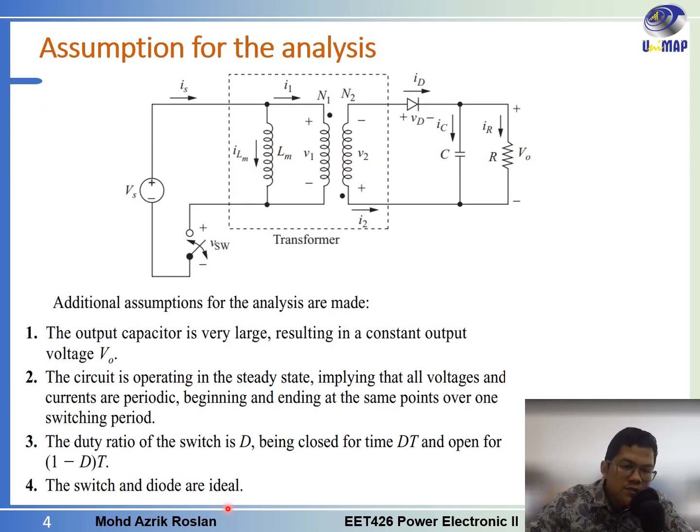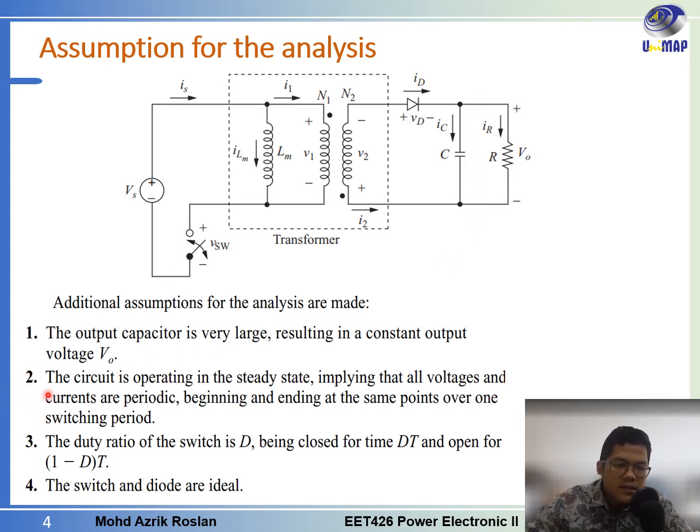Okay, before we proceed with the analysis, these are the assumptions that we make. The first one is the output capacitor here. We assume that this is very large. So when this one is very large, we will get a constant output voltage at this output side. You know that there will be a switch on and switch off, and this will impact the voltage here. But due to the use of a large capacitor, the change of voltage here is relatively small, and we can say it is constant.